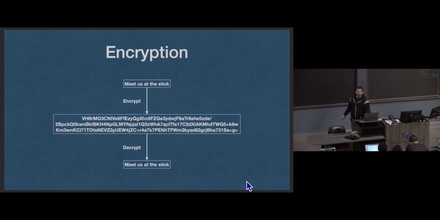So I have some message I want to send to a specific recipient. I'm going to encrypt it, send something like this over the internet. If you're sniffing packets out of the air, this is what you're going to see. And then when the recipient gets that ciphertext, they and only they can decrypt it back to my original message such that they can read that message. That's what we want. This is the feature we want.